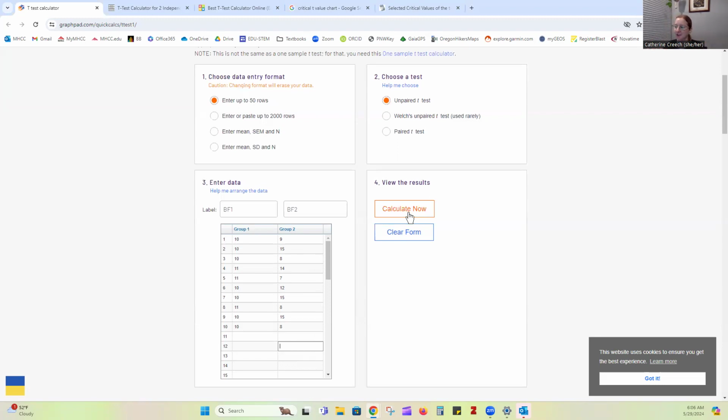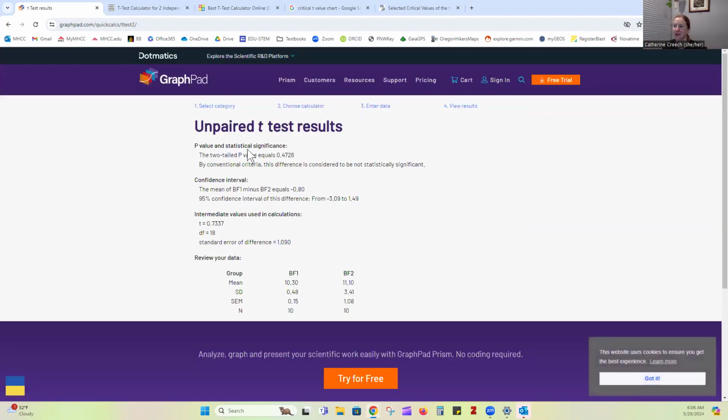Then you go to calculate. Here are my results. Down here, whoops, there it is. I'm looking for the t. My t-value is 0.733. That's what I want from this calculator. I can pretty much ignore everything else. It's the t-value I'm interested in.